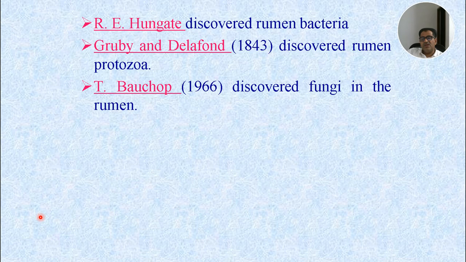Then another scientist, R.E. Hungate, discovered rumen bacteria. So earlier it was not at all known that the microbial population of the rumen contributes to the digestion of the animal. Then Gruby and Delafond discovered rumen protozoa, whatever protozoa are present in the rumen, etc. Whereas T.